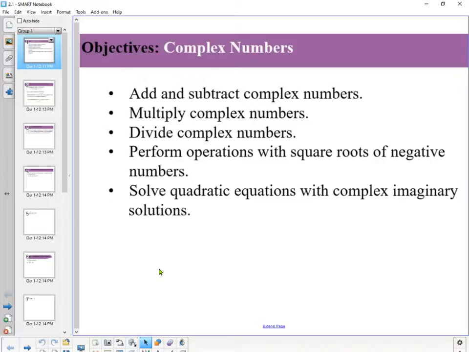Okay, so we're going to be operating on complex numbers today. So that means in order to be successful, you're going to have to add and subtract complex numbers, be able to multiply complex numbers, divide complex numbers, perform operations with square roots of negatives, and then solve quadratic equations with complex imaginary values in them.